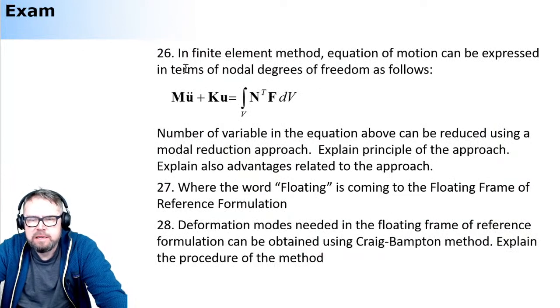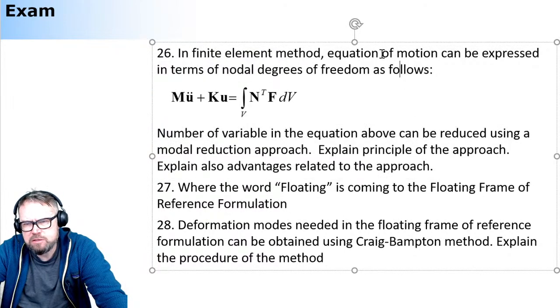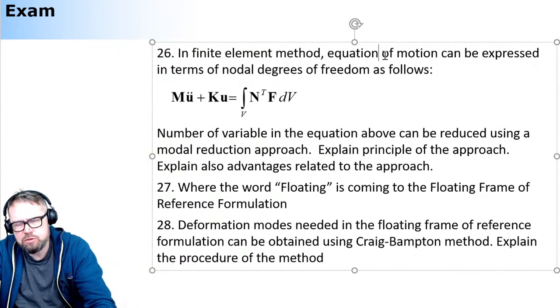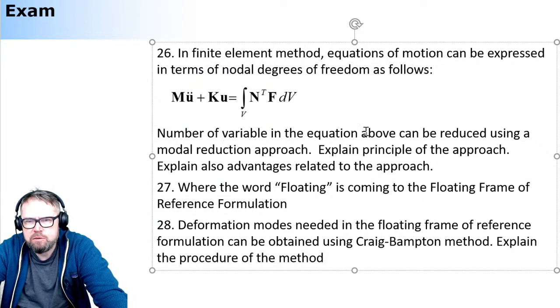Okay, here's a question that there's a high chance you can find in the exam paper. And it goes like this. In the finite element method, equations of motion. I can see there's quite a bit of typing mistakes here and there. Equations of motion can be described in terms of nodal degrees of freedom as follows. The number of variables in the equation above can be reduced using a modal reduction technique.